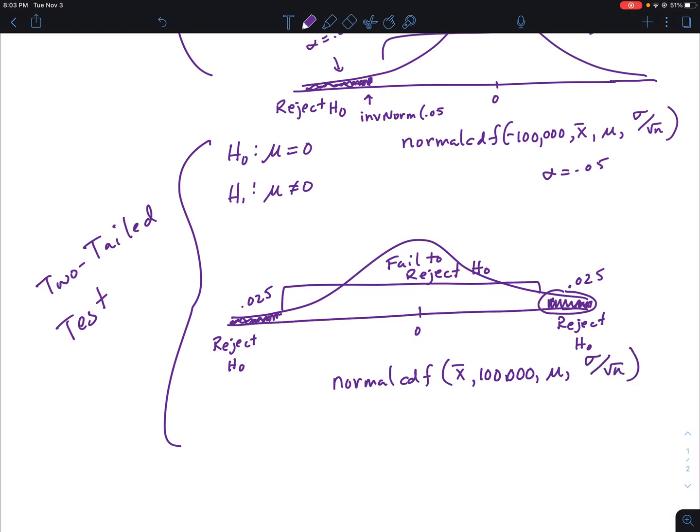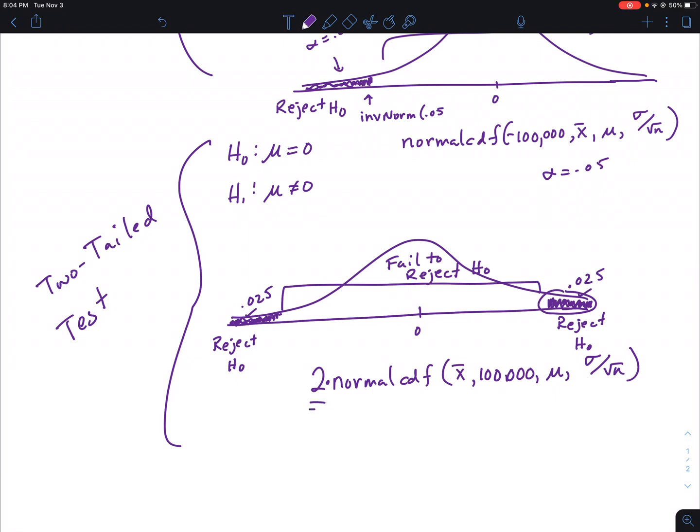But that's just going to give me the probability of landing in that one section. So the problem is there's another section down here. If you wanted, you could do normal CDF, negative 100,000, comma sample mean, comma mu, comma sigma divided by square root of n, and just add them together. Or you could just multiply this answer by 2. Because it's symmetric, both of these are even. They're both going to give you the exact same probability. So however you want to calculate it is up to you. I could have calculated the bottom half and I would have gotten the same thing.